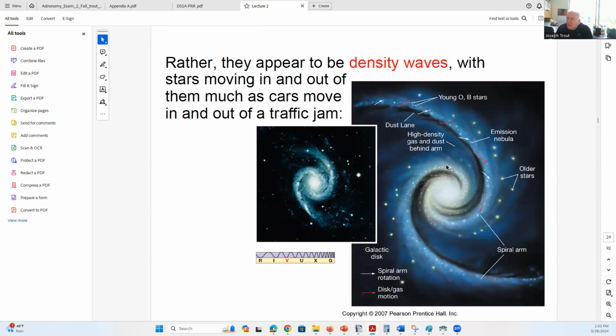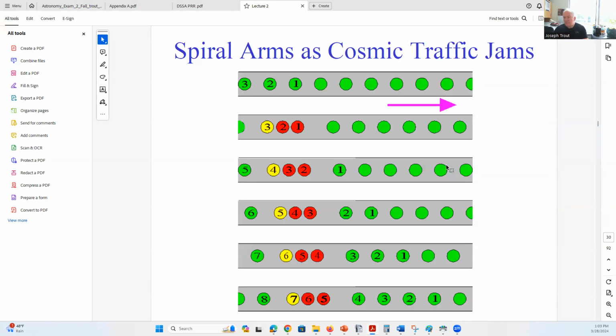Rather, they actually appear to be density waves. So instead, what happens is that stars move in and out of the wave, much as a traffic jam would. So here's the idea. Let's say you're driving down and it's pretty busy on the expressway, and there's lots of cars and they're all going 65 miles an hour. And suddenly this car slows down. That causes this car to slow down. And then it causes this car to slow down.